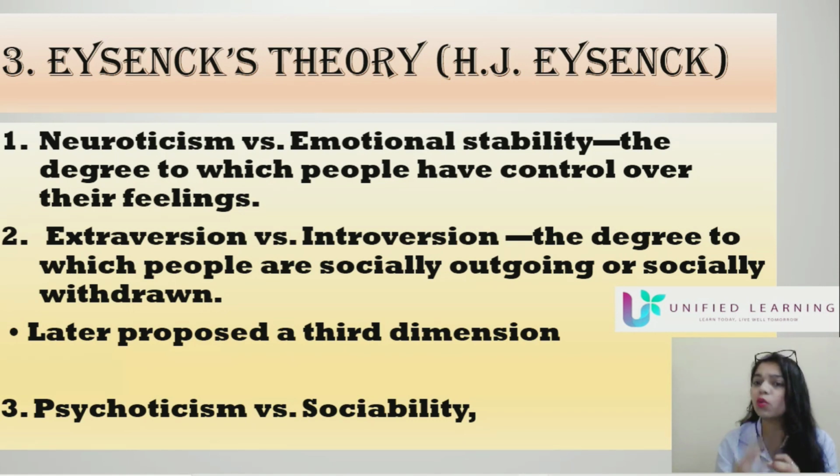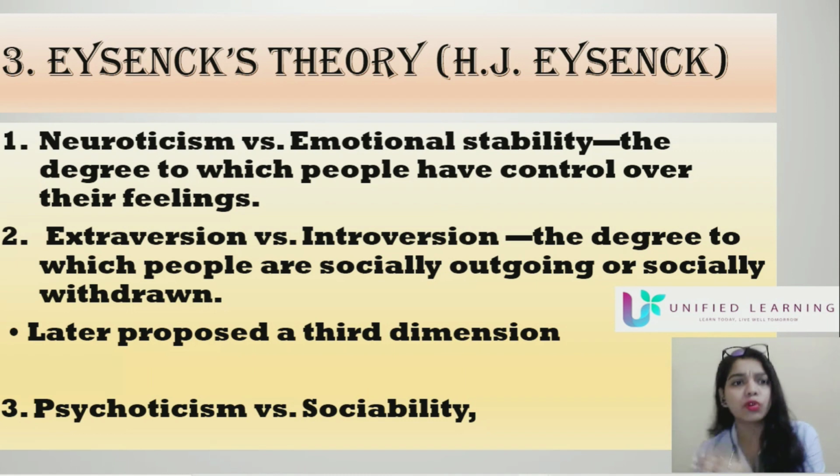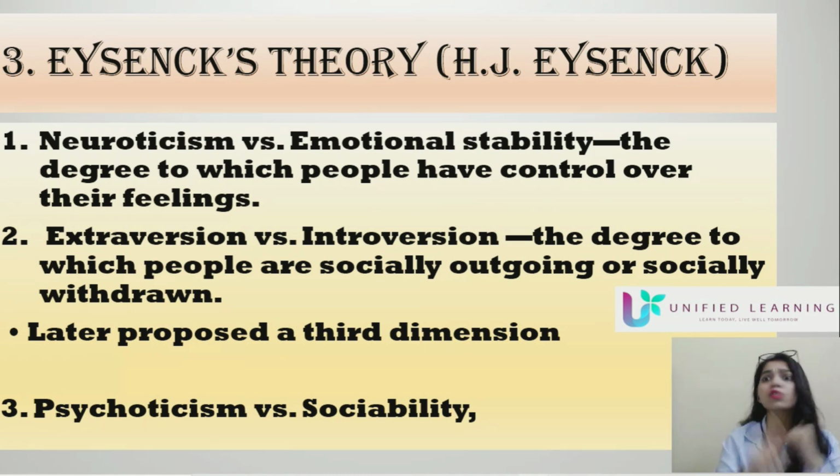Neuroticism, the people who are neurotic. First of all, let's talk about the definition. What is neuroticism and emotional stability? The degree to which people have control over their feelings. A person who is high on neuroticism will show characteristics such as being moody, touchy, and not in control. They are even anxious also. An emotionally stable person will show qualities such as being quiet, reliable, even tempered, and usually they are in control.